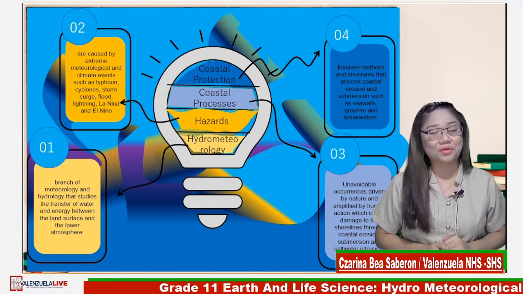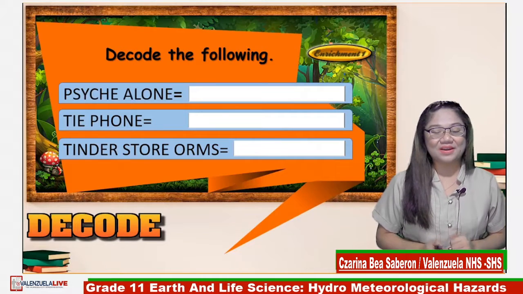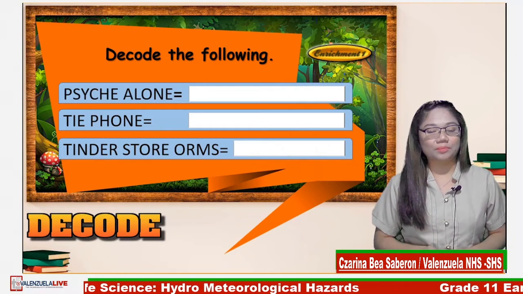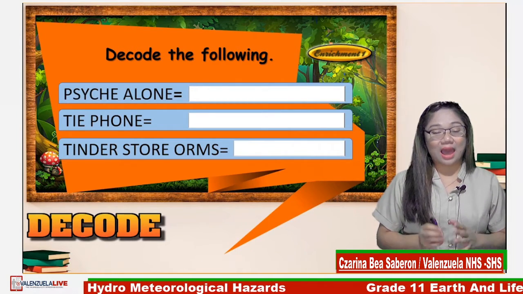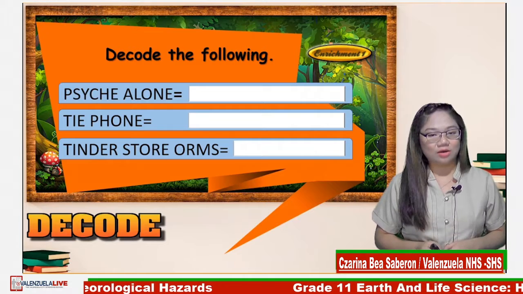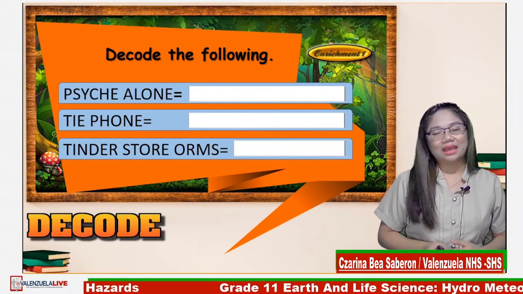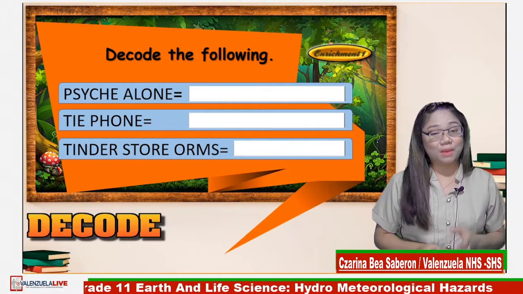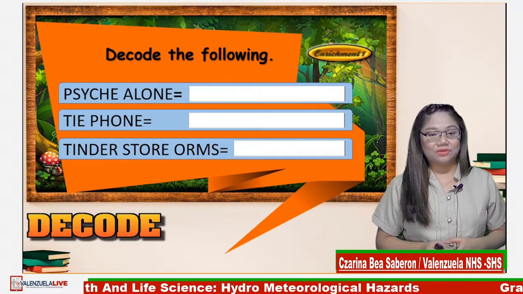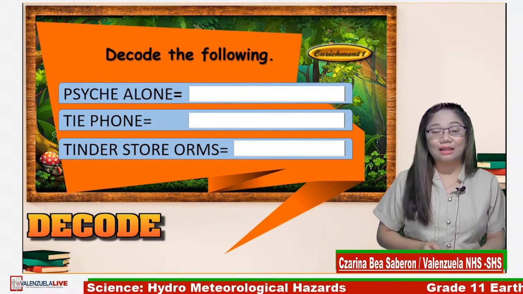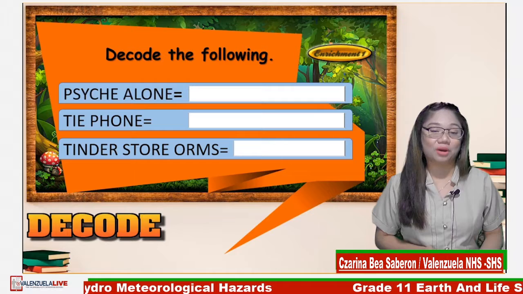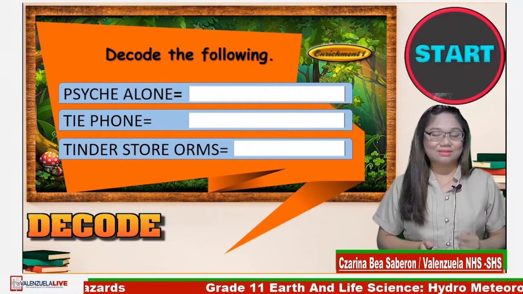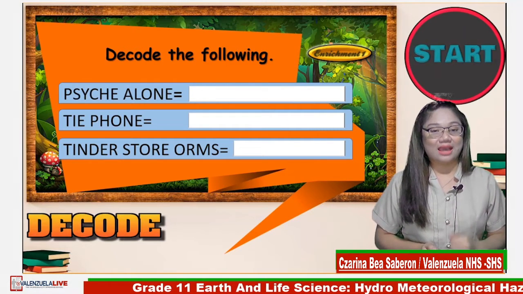Now, are you ready for our first activity? All right. So for our first activity, it is called Decode. What you're going to do is say the word out loud several times and then try to form a functional word based on how it sounds. For example, "psych alone." What do you think the word could be? I'm going to give you 10 seconds only to think about the answers.